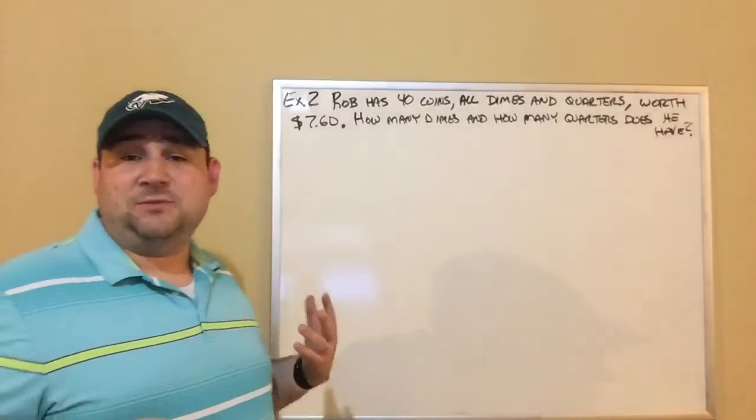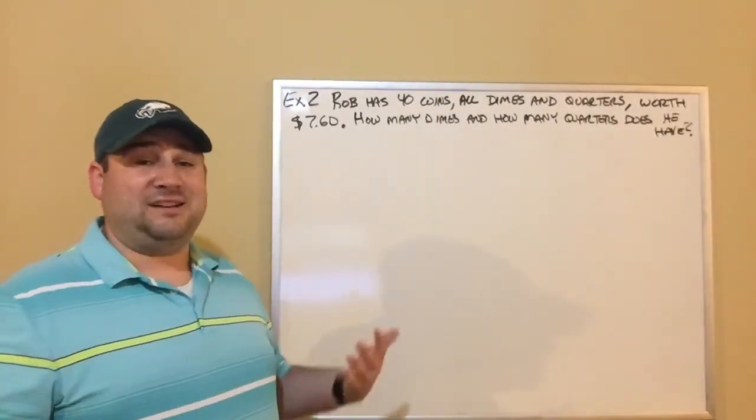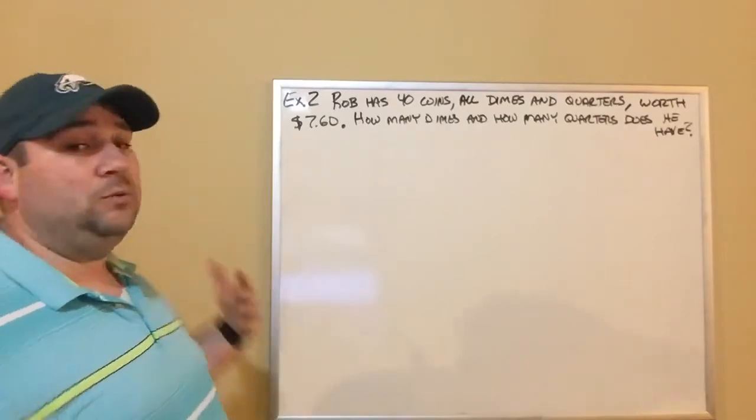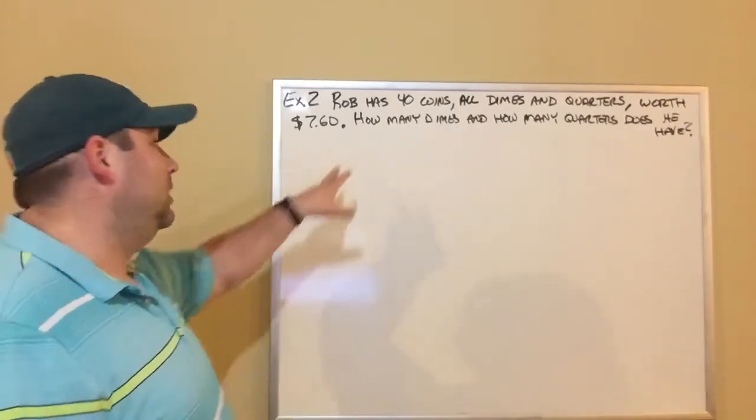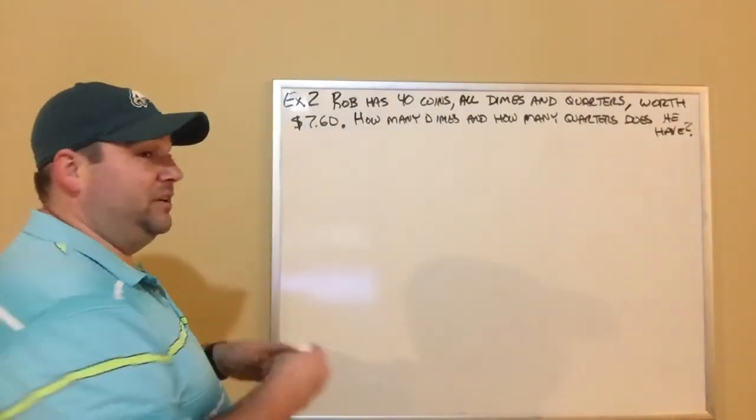So we're going to do the same thing as we did in example 1. The first thing we do is define our variables. And how we figure out how to define our variables is we look at what do we need to know? What are we trying to figure out? We're trying to figure out how many dimes and how many quarters he has. So that's what our variables are going to be.